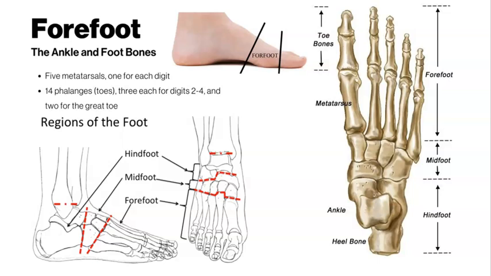The toes have 3 phalanges each, proximal, middle, and distal, except for the big toe, the hallux, which has only 2, proximal and distal. These bones give the toe flexibility and help with balance.